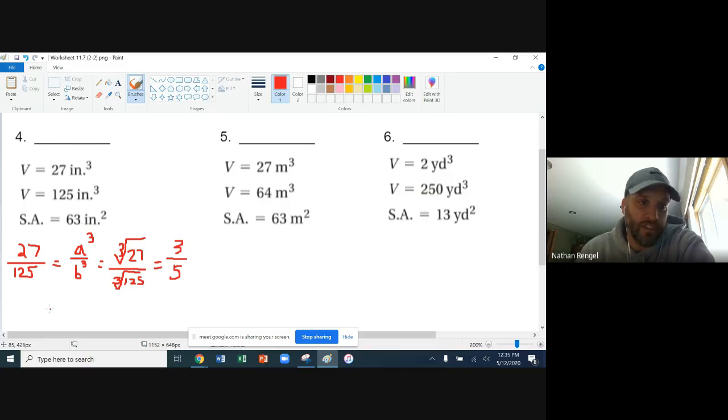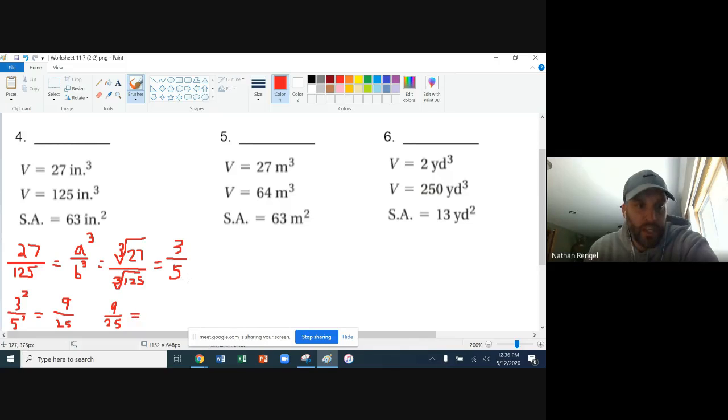We need to now convert that to an area scale factor. And to do an area scale factor, we have to move into the second dimension, which is going to square both of those numbers in your scale factor. So that's going to mean we have a scale factor of 9/25. Now that's what I'm going to use to set up my proportion. So I'm going to have 9/25. Let's just rewrite a new proportion.